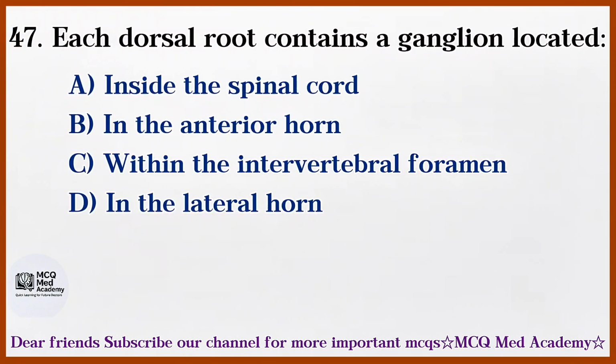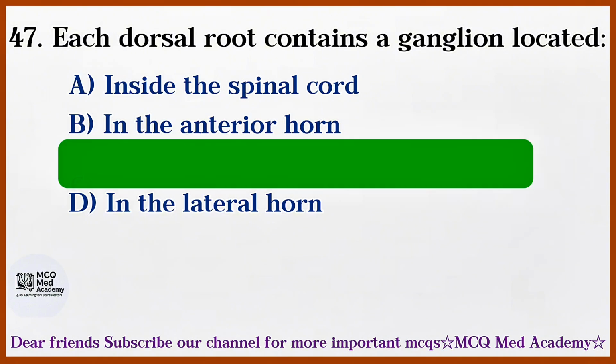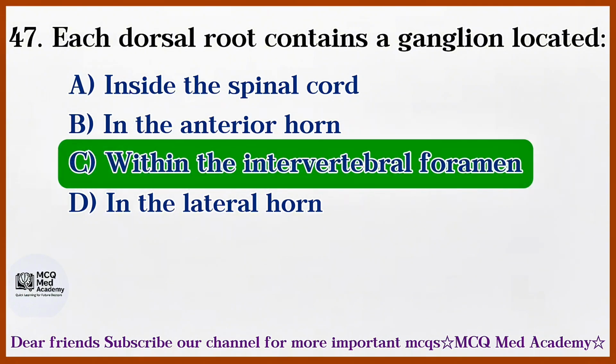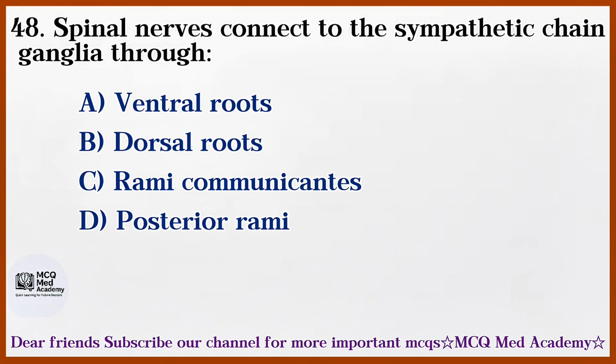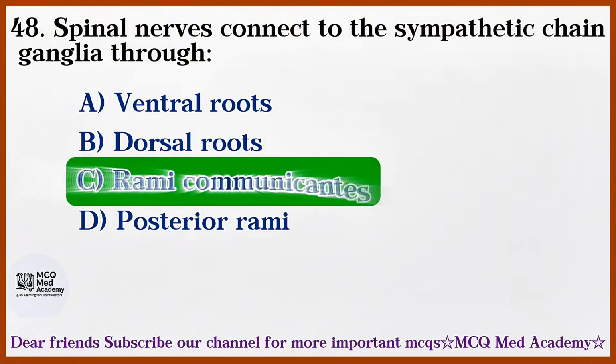47. Each dorsal root contains a ganglion located: Correct answer, C. Within the intervertebral foramen. 48. Spinal nerves connect to the sympathetic chain ganglia through: Correct answer, C. Rami communicans.